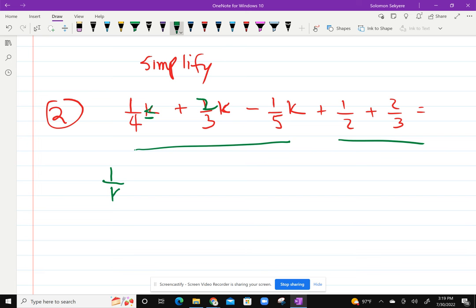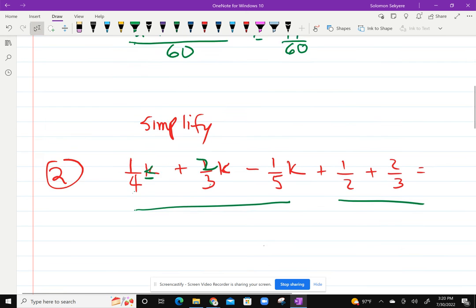If I write 1/4 k, or any number like say a third k, the k in the middle is the same as the k on the top. So don't worry about the k. Just assume the k is not there. Do the fractions. So 1/4 plus 2/3 minus 1/5.